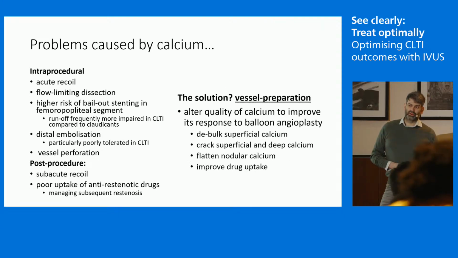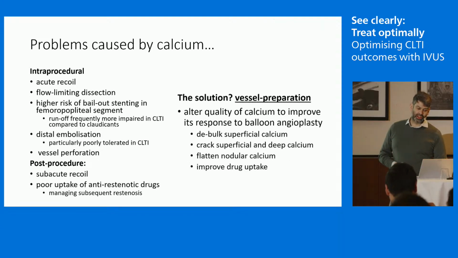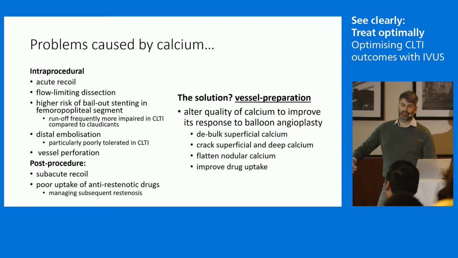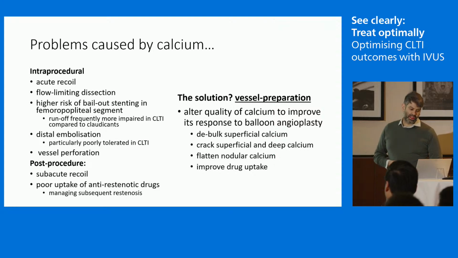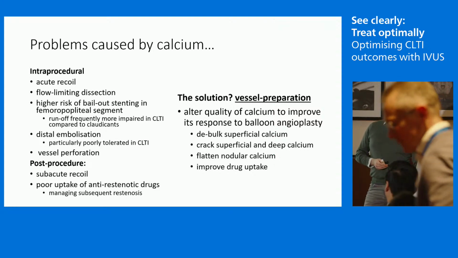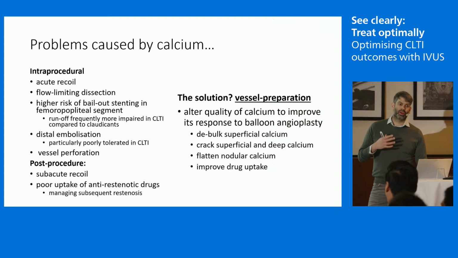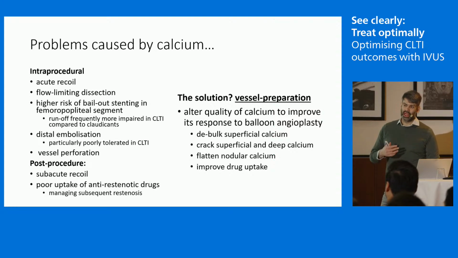So what's the solution? Well, this is where vessel preparation really comes into its own. What we're aiming to do with vessel preparation is to alter the quality of the calcium to improve its response to eventual balloon angioplasty. And that's really the root of what vessel preparation is. So the specific aims of these vessel prep technologies are to debulk superficial calcium. We want to put cracks into the superficial and the deep calcium. If we've got nodular lumps of calcium that are coming into the lumen, we want to flatten those out. And we're hoping all the time with these microfractures to improve anti-restenotic drug uptake through the wall of the artery.